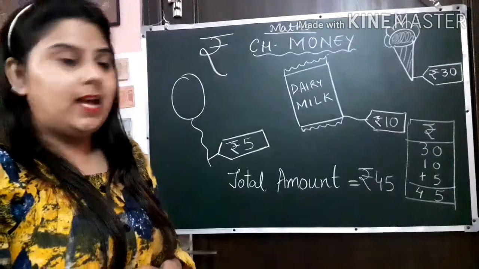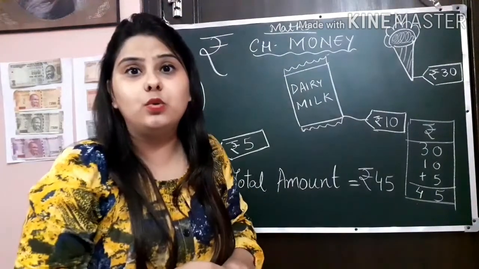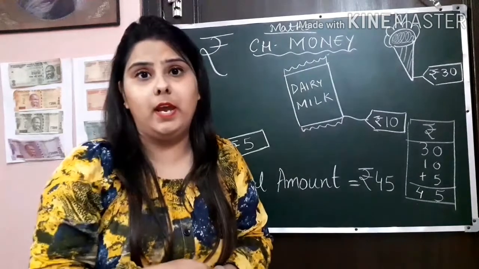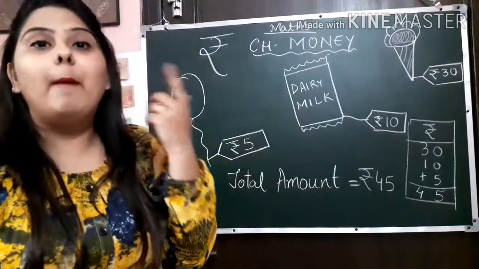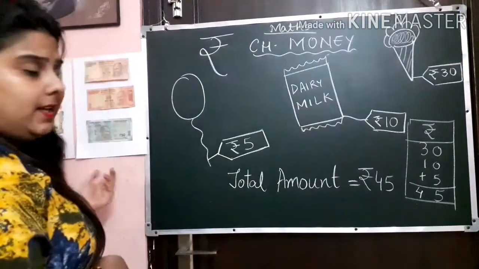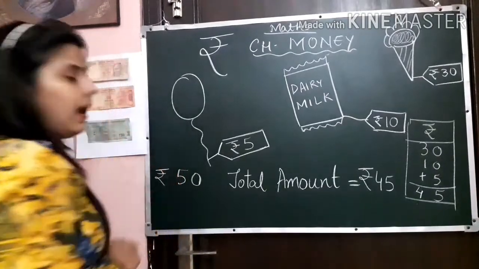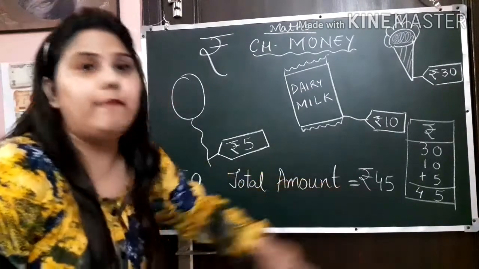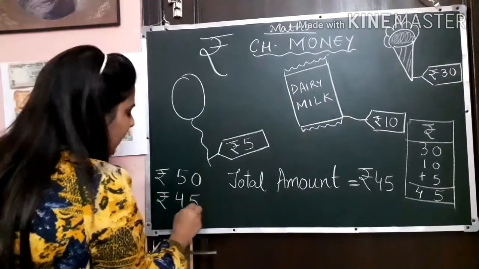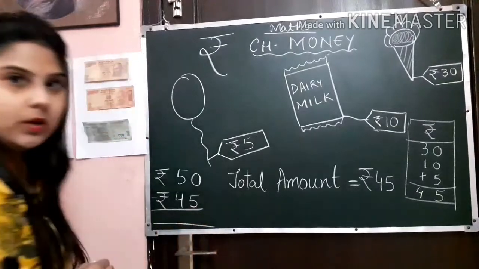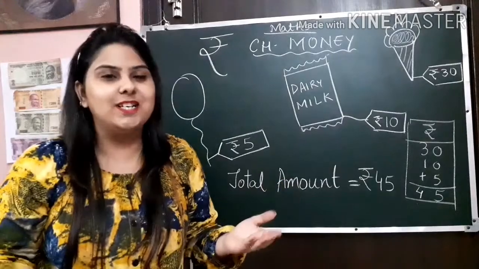Now you tell me, if I give a 50 rupee note to the shopkeeper and he needs to take 45 rupees from it, how much money would you get back? So think about the logic. That is, you gave rupees 50 to the shopkeeper and then he took away 45 rupees from that. So how much amount will come back to you? So what do we need to do here? We need to do subtraction.